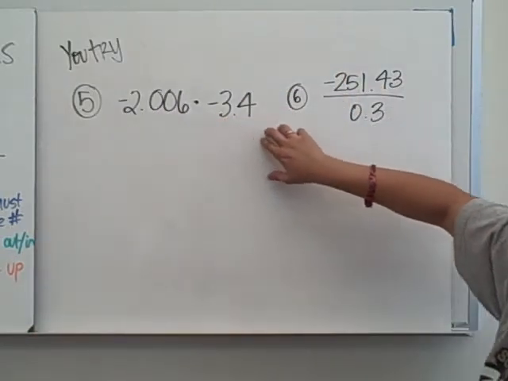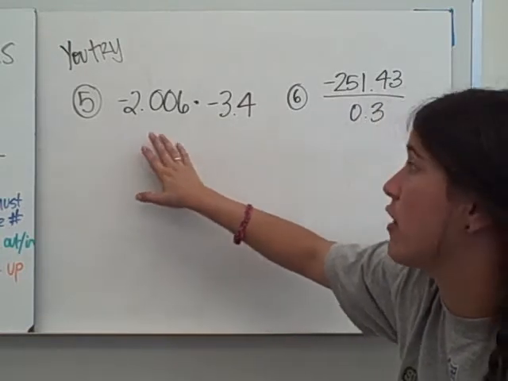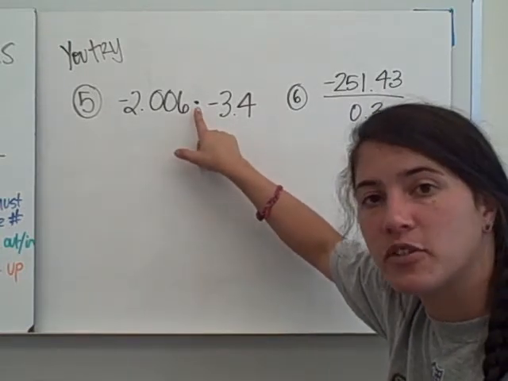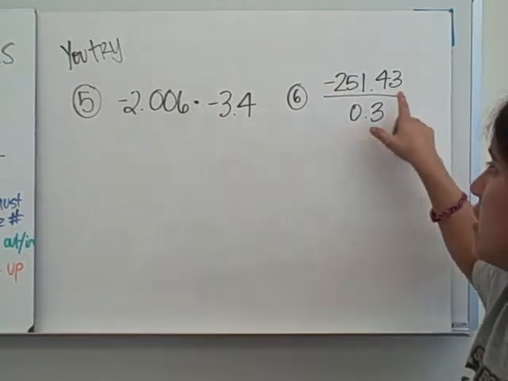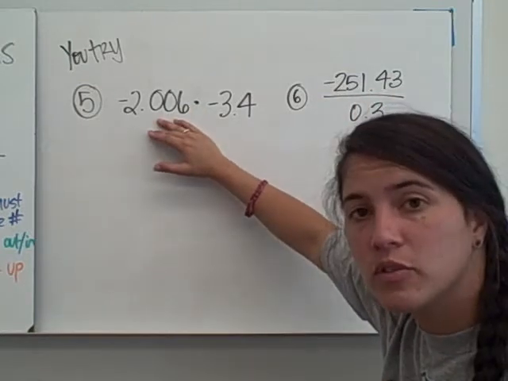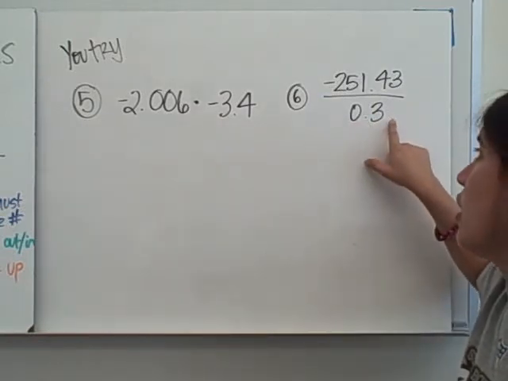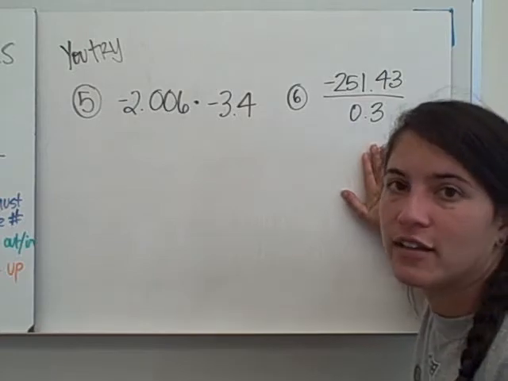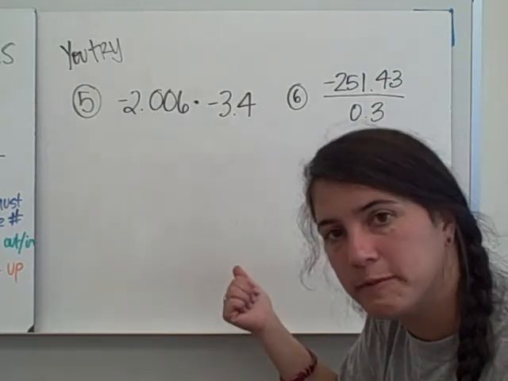So here are your try examples. I've given you 2 problems to do. I want you to copy them down. I want you to try. The first one is a multiplication problem, and then the second one is a division problem. So remember, you ignore the decimals over here, multiply. Over here, you have to move the decimal over and then divide. So pause the video, work these out, and then when you're ready to see the answer, press play.